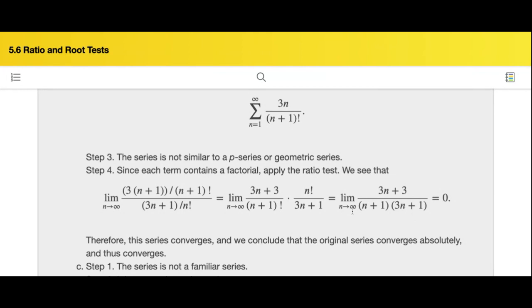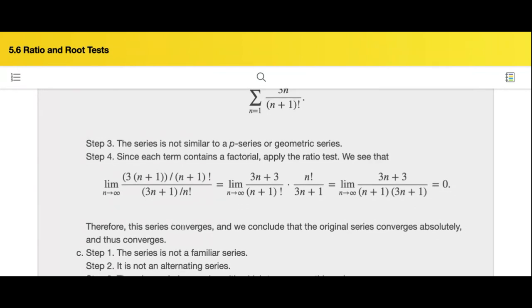Well, for the limit of this when n goes to infinity, just apply the ignore rule, right? Just take the leading term of the numerator, which is 3n. Take the leading term of the denominator, which is n times 3n, which is 3n squared. 3n over 3n squared is just 1 over n. So the limit of 1 over n when n goes to infinity goes to 0. So by the ratio test, because the limit of the ratio equals 0, we conclude this series converges.